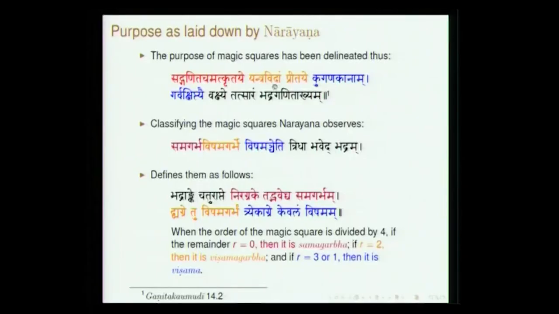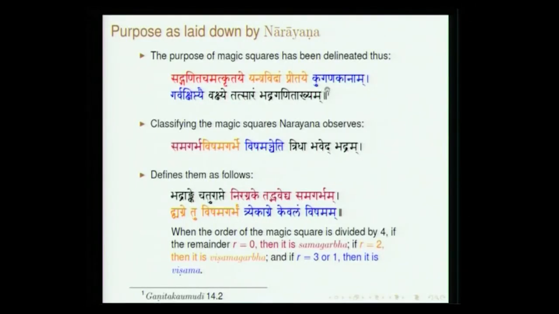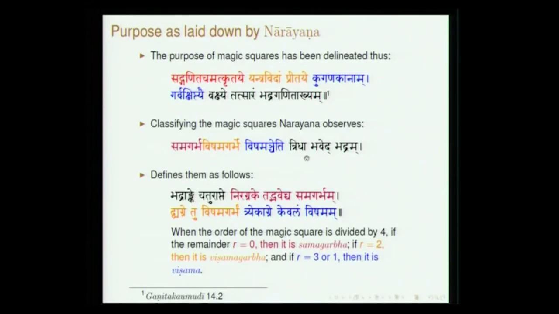Yantra vidam pritaye: the various kinds of permutations and combinations, the various ways of arranging things, etc., can be known, and therefore they will be pleased by knowing these techniques. And he also says kuganakanam garvakshiptyai. Garvakshipti means that this will be useful in order to knock off the arrogance of the kuganakas. Vakshye tatsara. Samagarbha vishama garbhe vishamancheti tritha bhavet bhadram. Then bhadranke chaturapte. One thing which is very interesting about Narayana is that he presents everything so systematically.